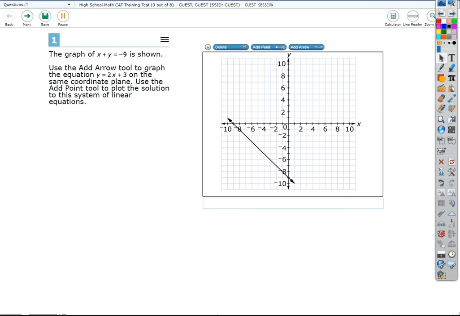I guess so. Okay, so let's look at this now. Read through the questions carefully. They give you the graph of x plus y equals -9. It says use the add arrow tool.